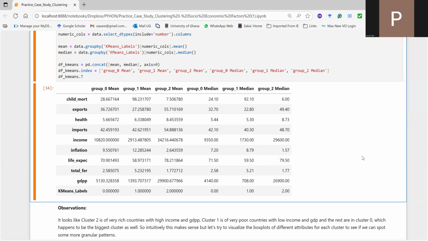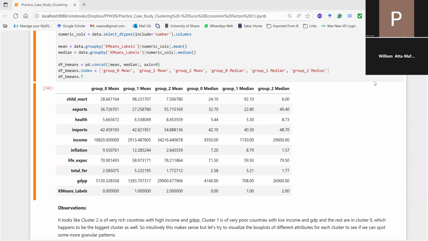Average GDP, which is 1393. This is using the mean. What about using the median? Does it change? Using the median, does it change? Or the same story? William. I think it's the same. Yeah, it is the same.